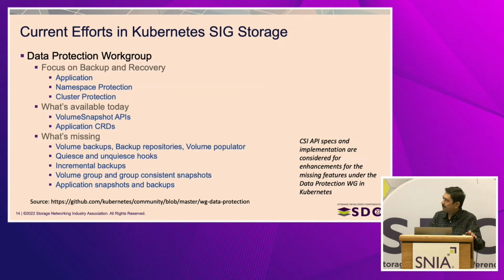So what is missing, for this particular use case of backup and recovery, is the backup itself. Right now, there is no volume backup. So what is the difference between backup and snapshot here? Backup is actually a point-in-time copy as well, but it is in a different location, not in the same location. The second thing is the backup repository, which is where you want to keep the backup, because it is in a different site, or different location. So backup repositories are missing, backup itself is missing, and the volume populator.